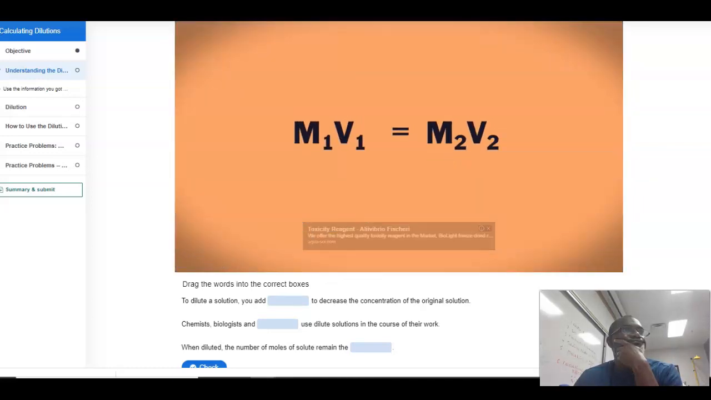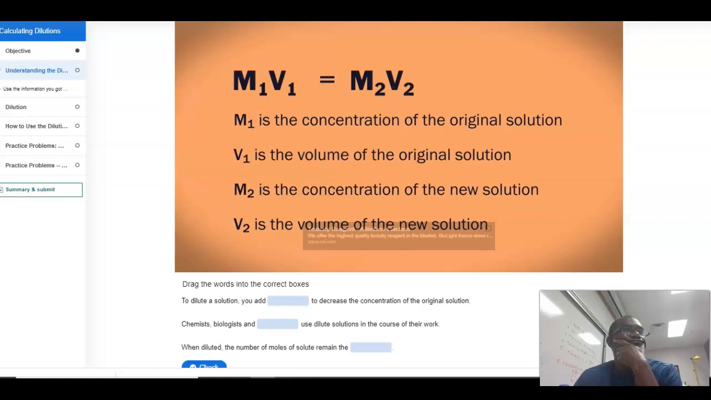Which is what this equation is telling us. I'm just going to pause this video for 5 seconds, long enough for you to save that equation to memory. M1 V1 equals M2 V2. Could it be any simpler?